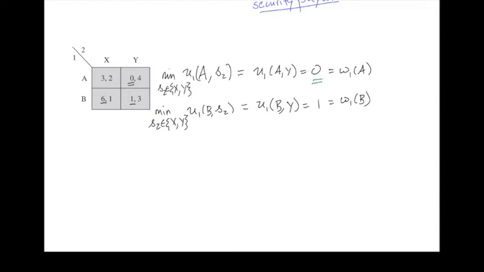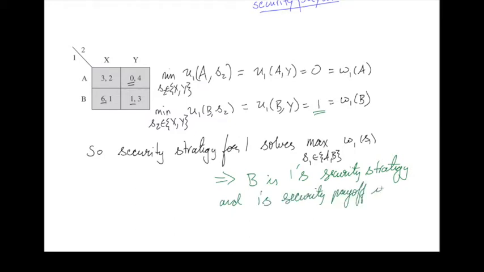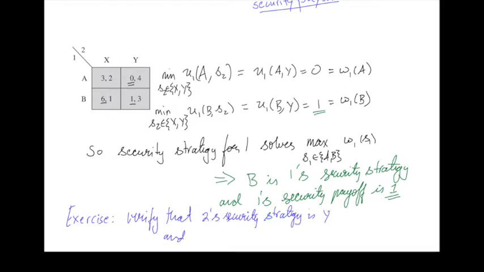The worst thing that can happen to player 1 should he play strategy B is 1. So the security strategy solves the optimization problem where player 1 chooses between A and B in order to maximize her worst case payoff. That means B is 1's security strategy. And because the worst case payoff from B is 1, 1's security payoff is 1. I'll leave it to you as an exercise to verify that 2's security strategy is Y and his security payoff is 3.